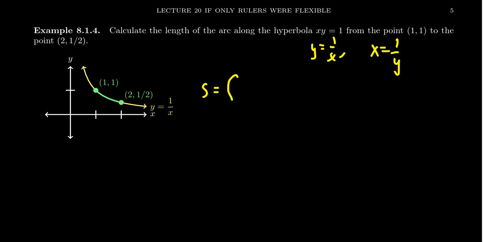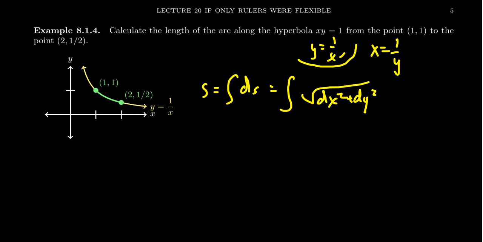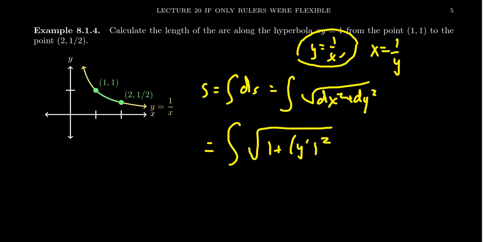Remember, s, the arc length, is equal to the integral of ds. This is the integral of the square root of dx squared plus dy squared. Because of the symmetry of the arc length formula, we could comfortably integrate with respect to x or y. I'm going to choose to integrate with respect to x just because that's the format we're more used to. So we need to use the integral of the square root of 1 plus y prime squared dx. That's the formula we're going to use here.